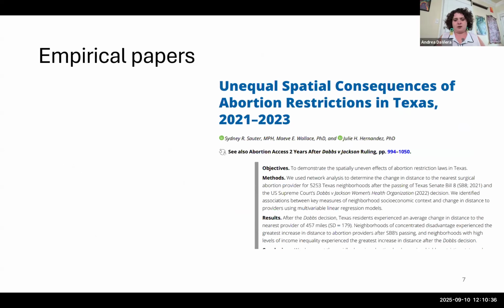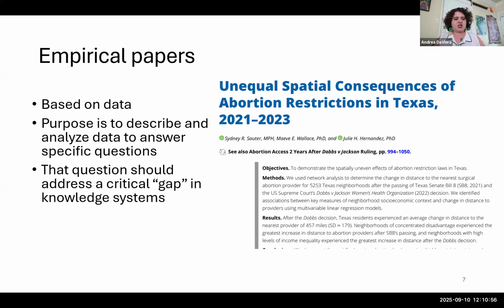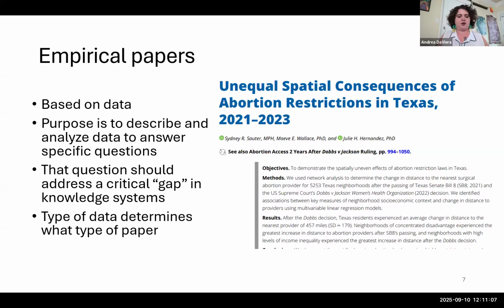Empirical papers are like the screen grab of this one. So empirical essentially means that it's based on some sort of systematically collected data. And the purpose is to analyze and describe that data in some sort of way that you're answering a very specific or important question. That question should address a critical gap in the knowledge system. So something we don't know very much right now about. You are then analyzing and collecting data to answer that question. The paper is to try to then disseminate that information, and the type of data can sometimes determine the type of paper. So I'll kind of walk through that a little bit as well.